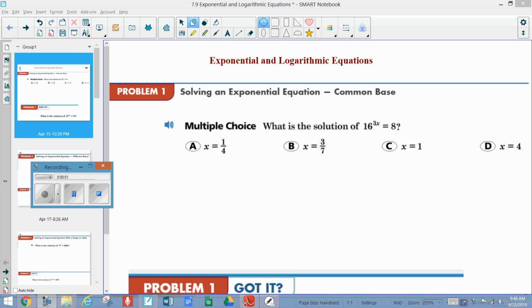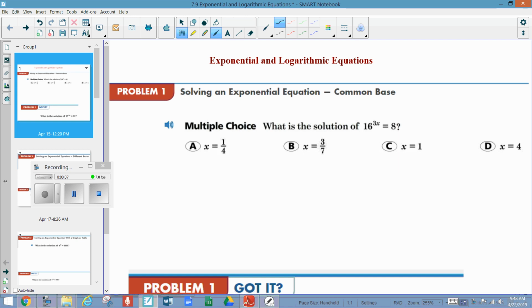This one, it's 16, correct? One of them is 16, another one is 8. Those numbers are pretty nice compatible numbers. Can you write 16 in terms of 2 on base 2? This is 16 to the power of 3x, correct? Is equal to 8.